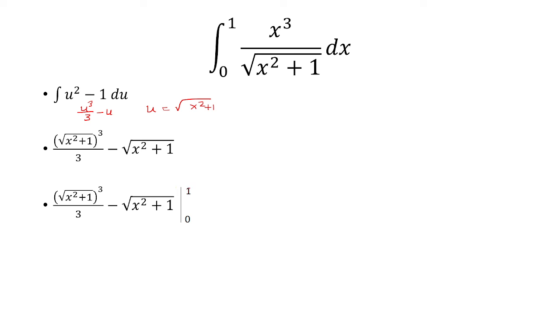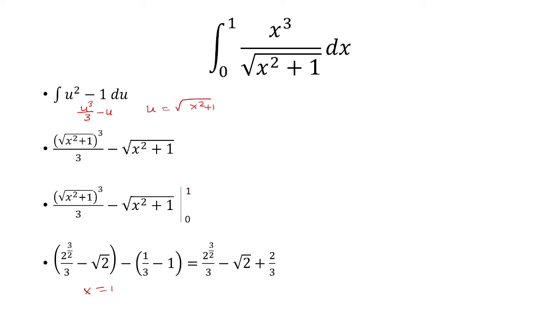Now we evaluate this at x equals 1. So if I plug in x equals 1, I have 1 squared plus 1 is 2. So it's the square root of 2 cubed, which I just wrote as 2 to the 3/2 power. And that's over 3. Minus, if I plug in x equals 1, I have 1 squared plus 1 is 2. So it's the square root of 2. Okay, so this is when x equals 1. Now subtracted, when I plug in x equals 0, it's 1/3 minus 1. This thing is just negative 2/3. And so this is my final answer.